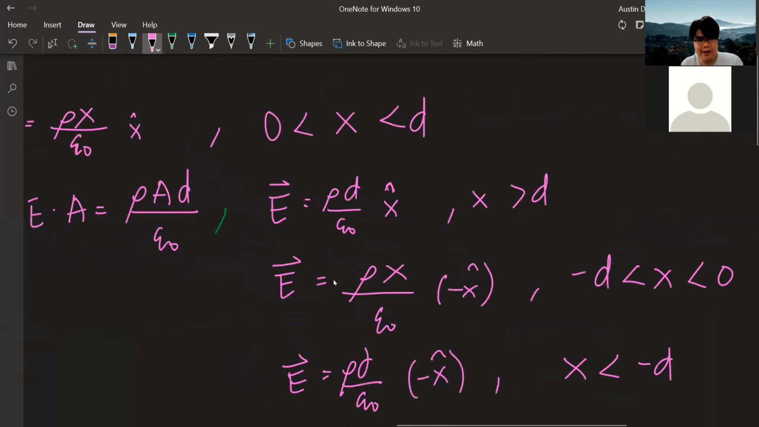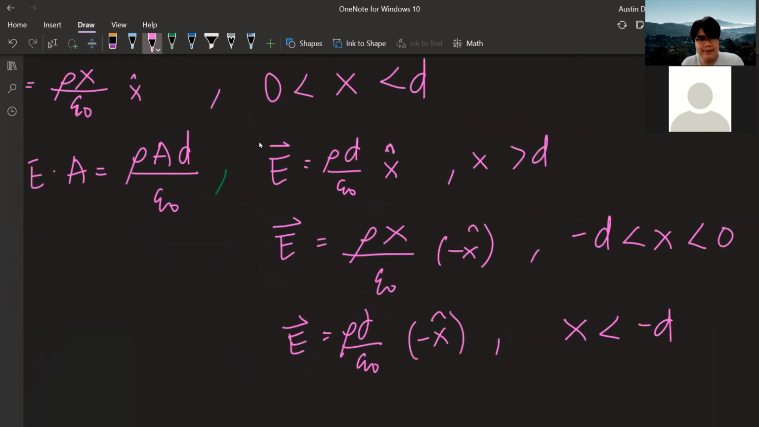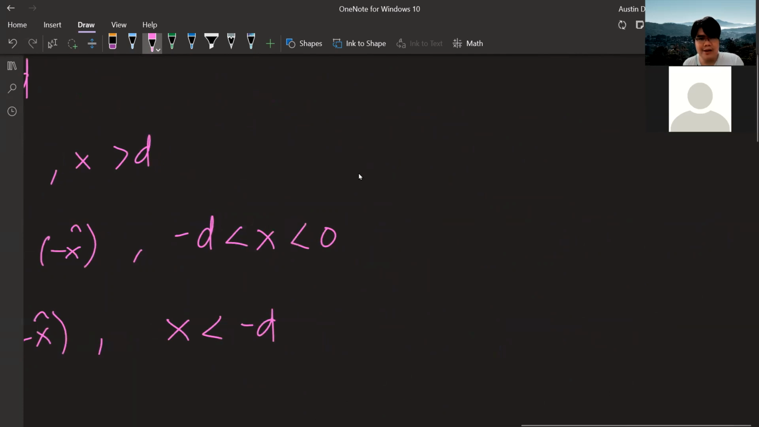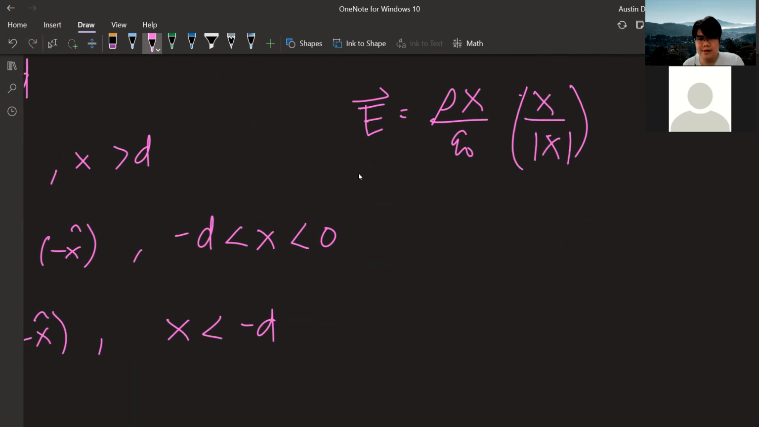So we have to break it down like this. Okay, a simpler way of writing it is like this. Rho x over epsilon naught. Then my direction would be x divided by the magnitude of x, x hat. Okay? So ito, value lang nito 1 plus 1 or negative 1.